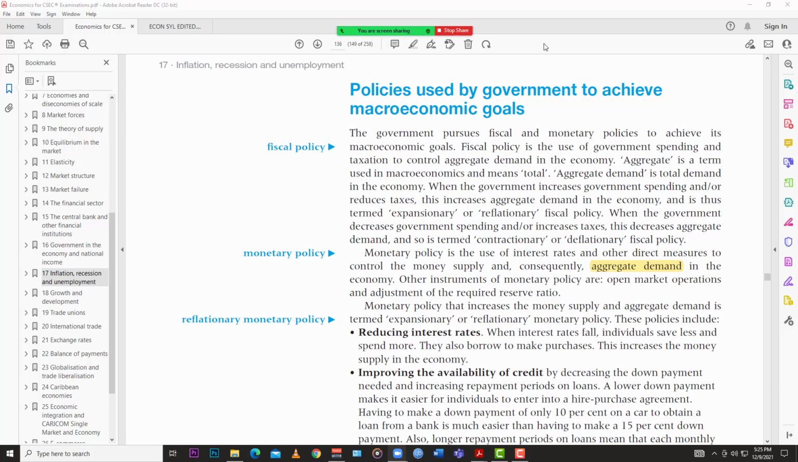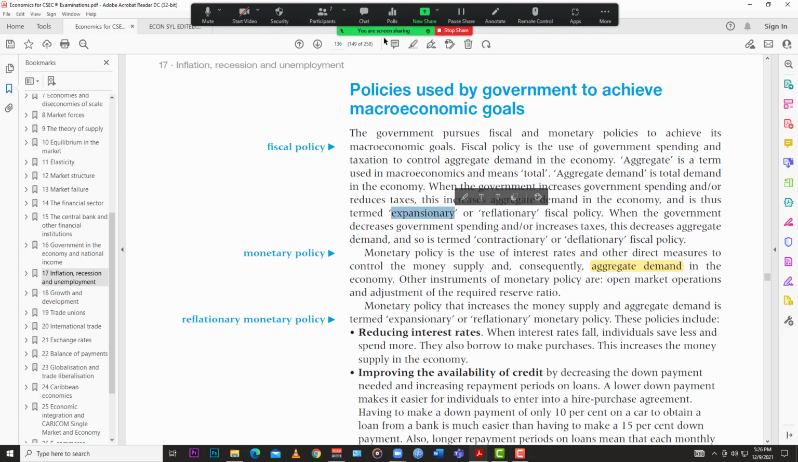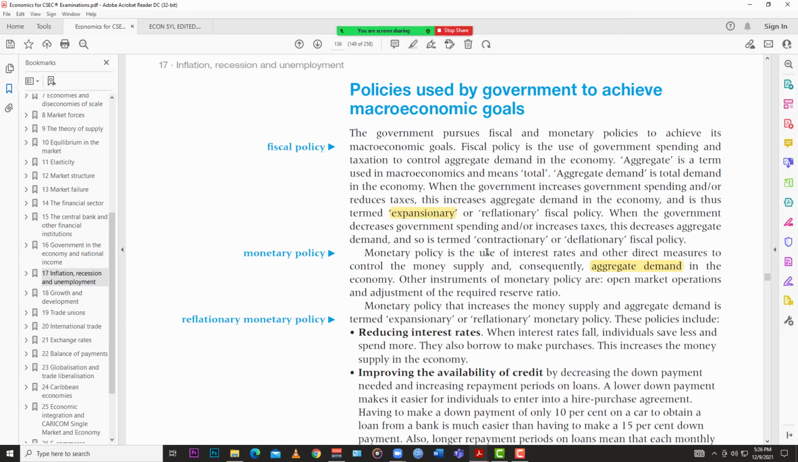So let's think about it logically now. These two words popping out right here: expansionary and contractionary. Expansionary, same thing as reflationary. Contractionary, same as deflationary fiscal policy.